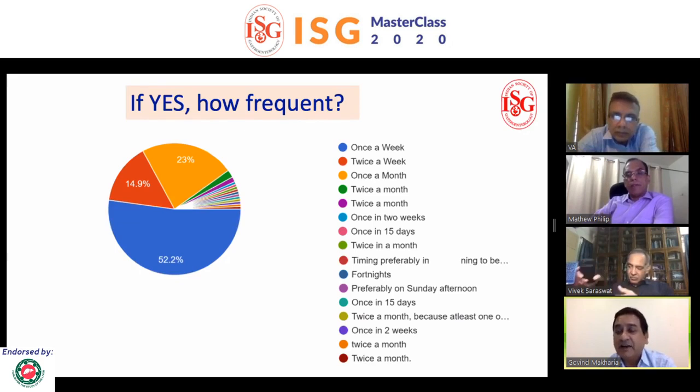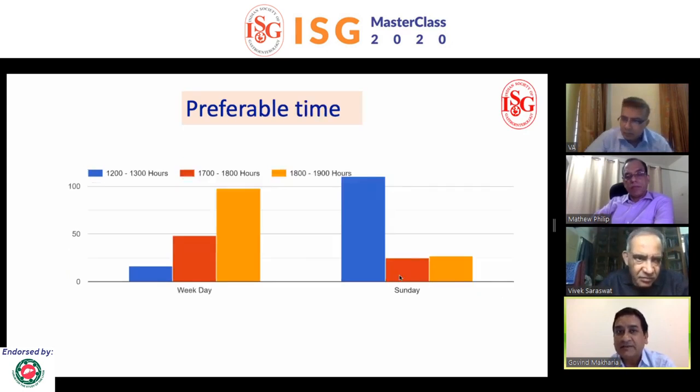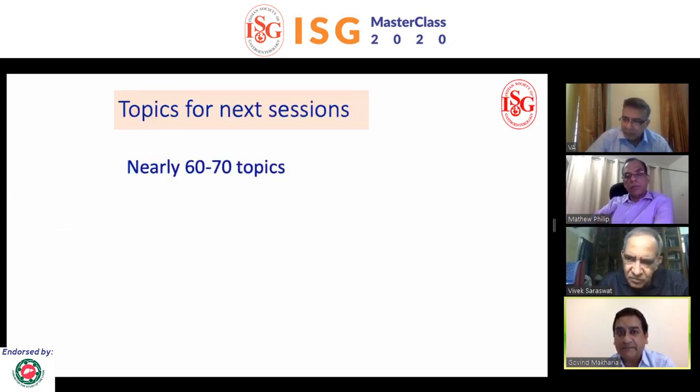We also asked how frequent the masterclasses should be if you do continue them, and most people say this should be once a week or twice a week. Most people say once a week, so probably we'll hold them once a week, and later probably we decrease the frequency, maybe twice a month or once a month. Which day? Again, day-wise, most people say Sunday is the best, so we'll continue on Sunday, and the time on Sunday would again be 12 to 1 in the daytime.